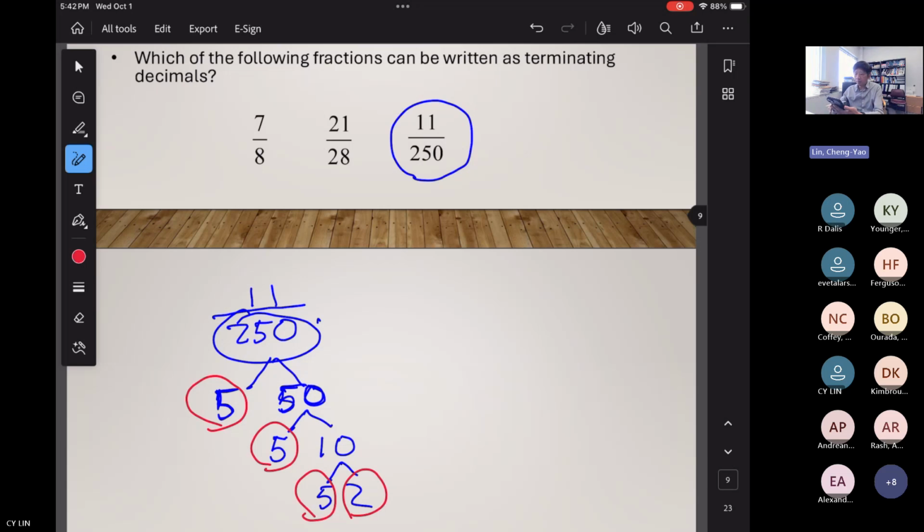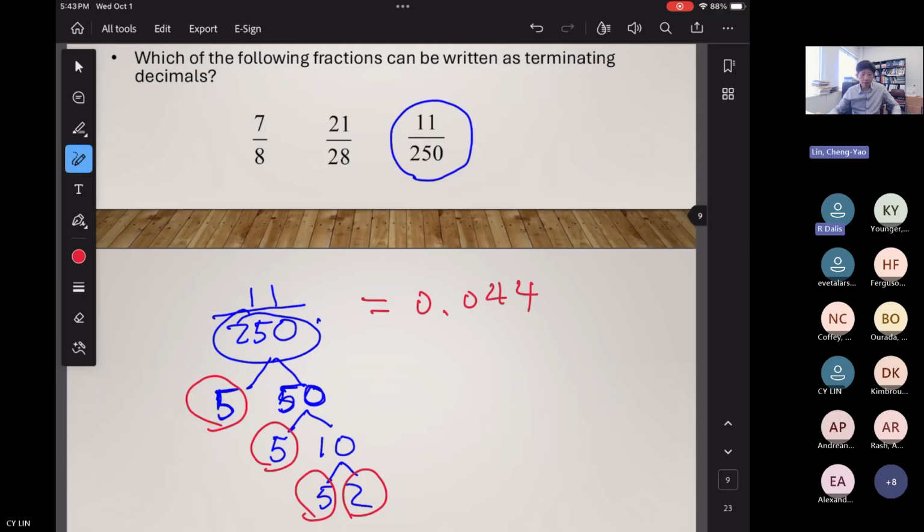Now I'm going to use my calculator to examine 11 divided by 250. So I got 0.044. Yes, a terminating decimal. Double check. Does that make sense to you? How to determine a terminating decimal?